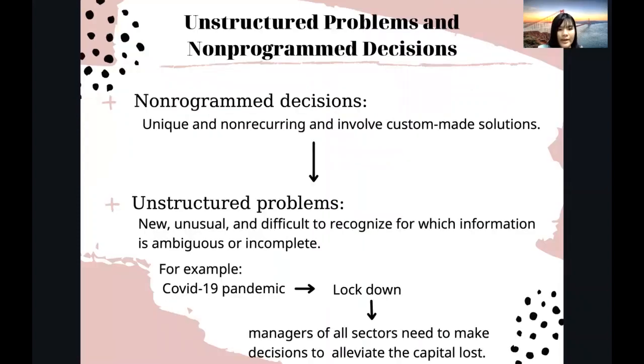And the second one is unstructured problems and non-programmed decisions. Non-programmed decisions are unique and non-recurring and involve custom-made solutions.